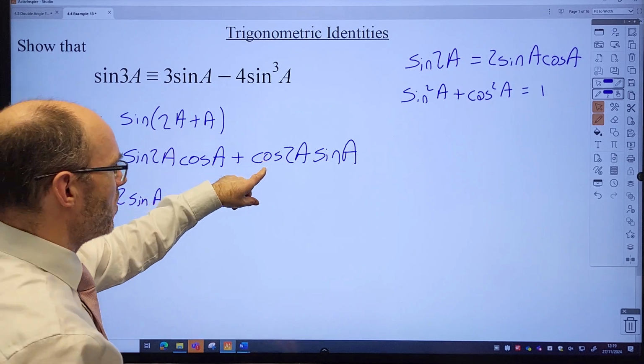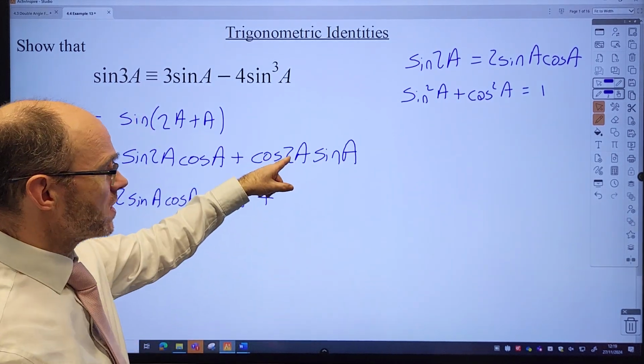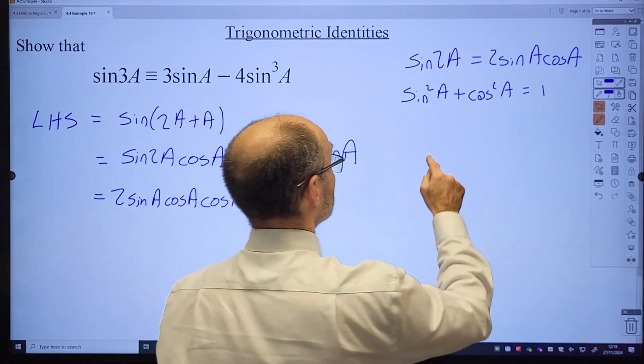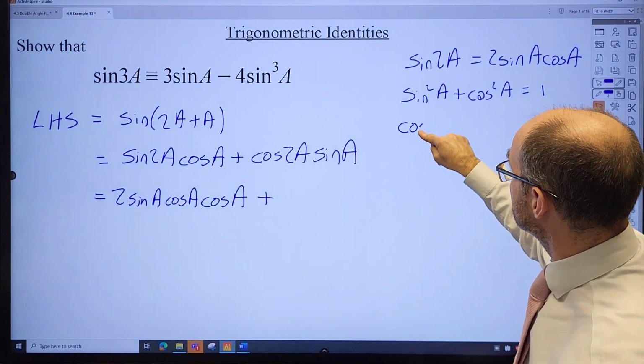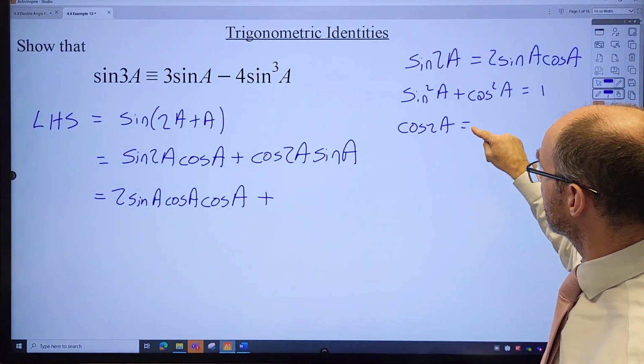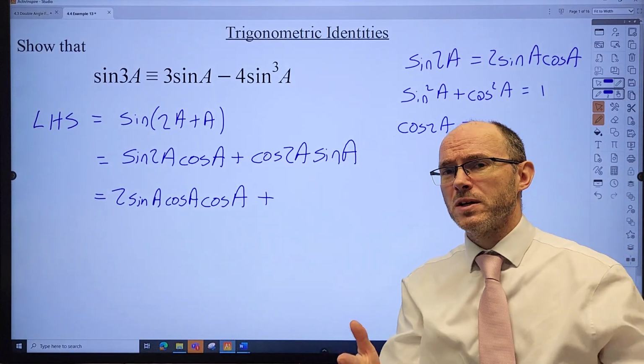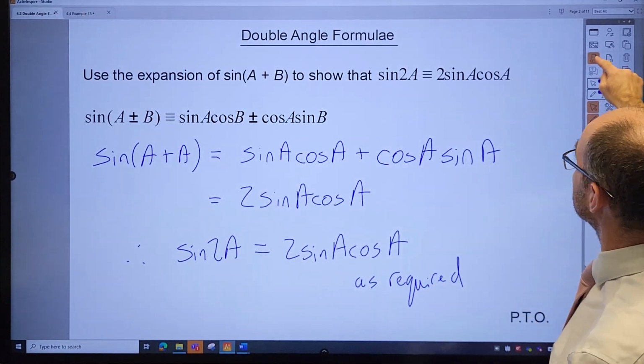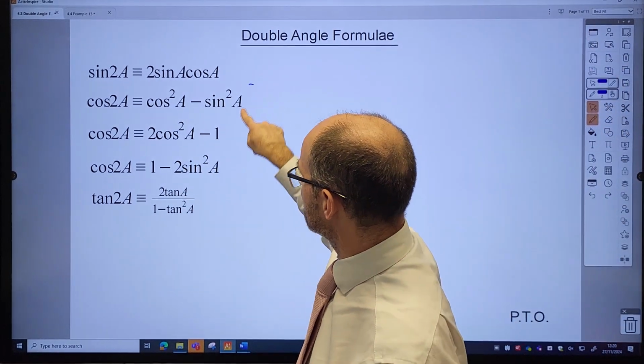All right. Then this one, we've got cosine 2A. Maybe you weren't expecting that, but it's there, so we've got to deal with that, haven't we? So we're going to find the appropriate double angle formula for cosine 2A. There's 3 of them. Which ones do you go for? Let me just show you all of them. There's 3 of them. Which one do you want to go for?